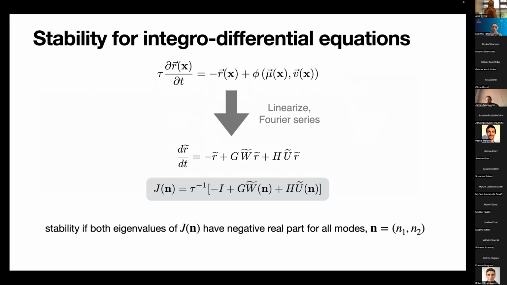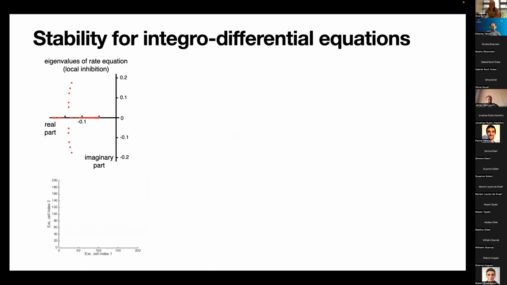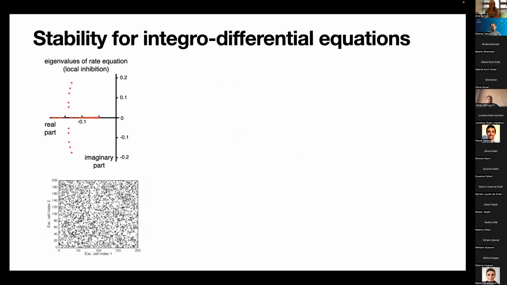So if you start with this set of integro-differential equations, you can linearize and take the spatial Fourier series. Here we're using periodic boundaries for simplicity in space. And basically you get a linear ODE at each spatial Fourier mode. There's actually two spatial Fourier modes because it's two-dimensional space, but that's not so important. And you get a Jacobian matrix at each spatial Fourier mode, right? We'll call that J at N, right? So this is a perfectly mathematically sound way to analyze the stability of fixed points in these integro-differential equations. So if we do that, we get a spectrum of eigenvalues that look like this.